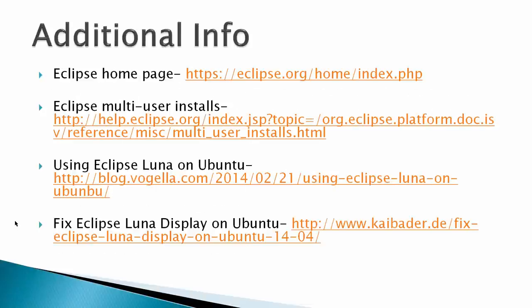Additional info is on the Eclipse homepage. Here's a link to Eclipse multi-user installs for if you run into permission problems. Here's more information on using Eclipse Luna on Ubuntu. And then finally, I get an error message when I use Eclipse. I've had this error message for several months, but everything seems to work right. And this speaks to that error message. If you want to research it further and see if you can hunt down the problem and fix the error message, you can go ahead and do that.